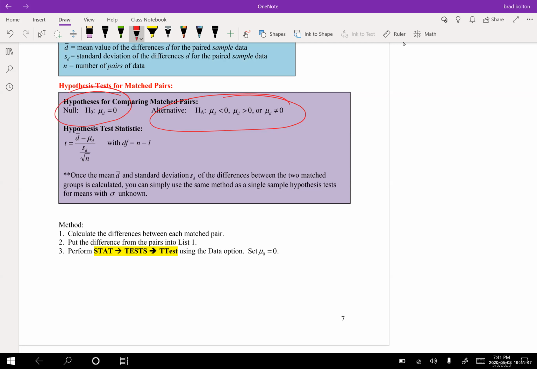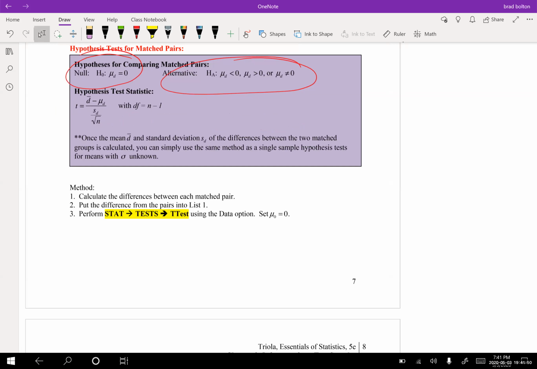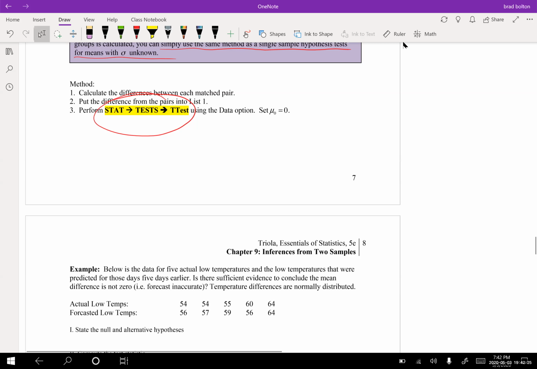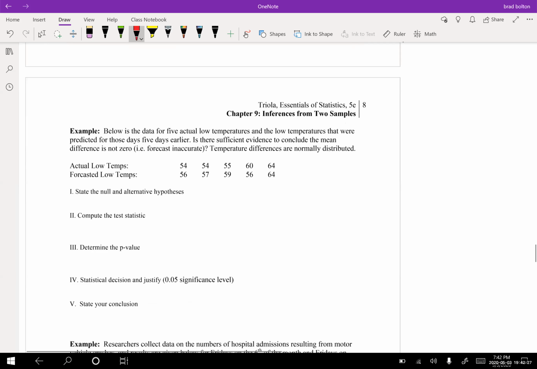I think the best thing for us is to get into one instead of talking a lot more about it. We're going to use the calculator pretty much for this problem as well. Now we could find the test statistic from scratch. Maybe I'll do that for the first one. But I just want you guys to really see that you can take matched pairs and turn them into 1 sample instead of having to work with 2 samples. You can simply use the same method as a single sample hypothesis test for means with sigma unknown. So this is something we've already done. That's why here we have STAT, TESTS, T-Test. We've already done this, okay? And then it says set mu 0 equal to 0, or mu naught, okay?